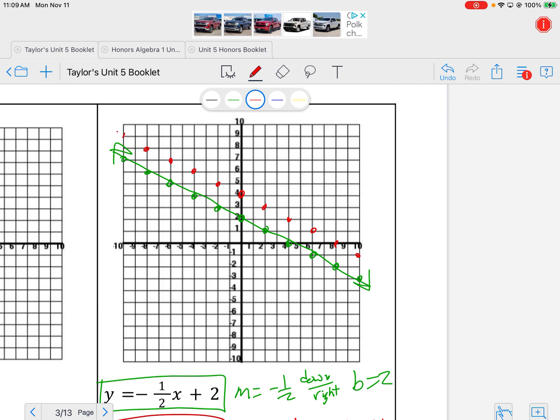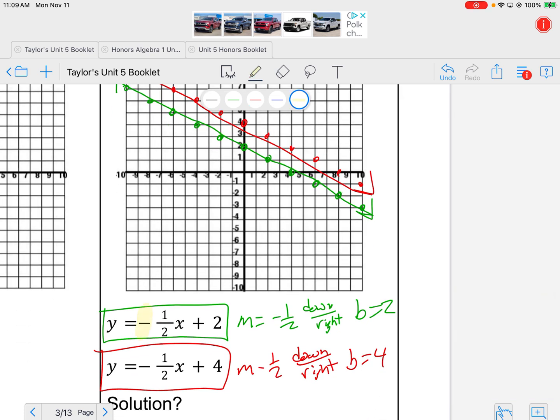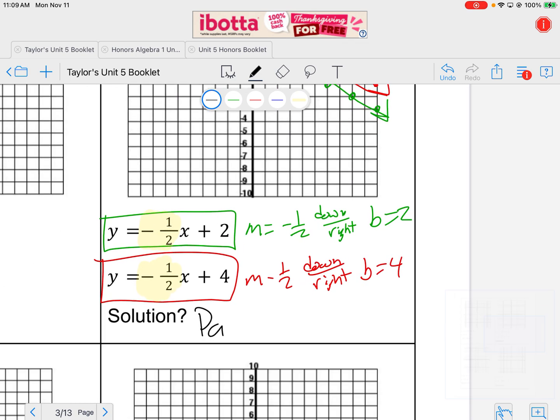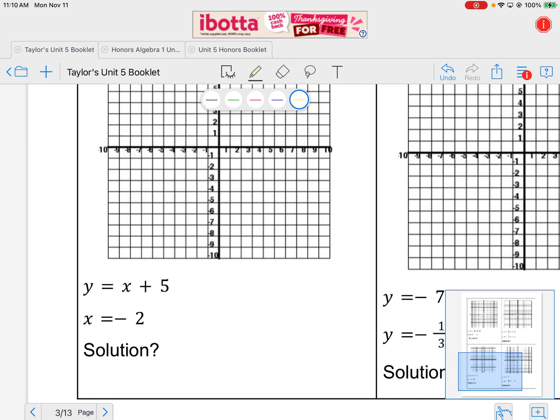And so if we notice, these lines do not touch. These lines are not going to cross because these lines both have the same slope. And because they both have the same slope, we know that they are parallel lines. And we know that parallel lines have no solution. All right, and then finally, we're going to go real quickly over 2 special case lines.